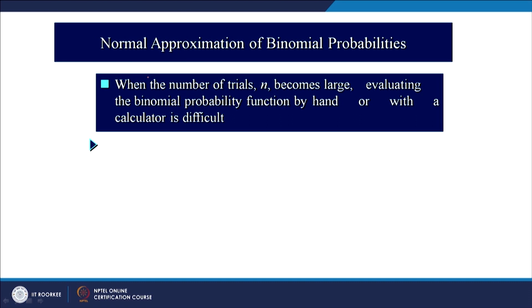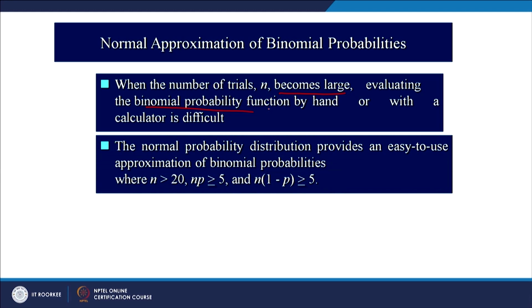So, when the number of trials n becomes large, evaluating binomial probabilities is quite tedious. So, there is a solution to this particular problem. The normal probability distribution provides an easy way to approximate binomial probabilities. So, if np and nq both are greater than or equal to 5, we can use normal distribution instead of binomial distribution. So, just remember these two conditions.